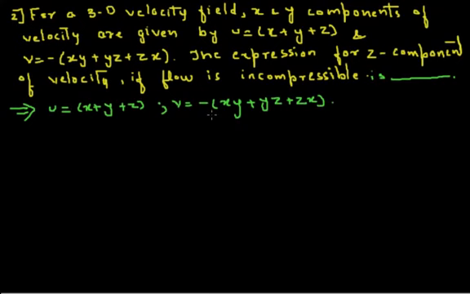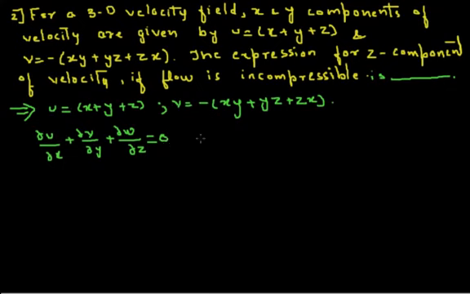Now one more information is given to us, that the flow is incompressible. Now for an incompressible three-dimensional flow, the expression for continuity equation is del u by del x plus del v by del y plus del w by del z is equal to 0. This is the expression for continuity equation for incompressible flow in three dimensions. Now in this equation only w is the unknown, so we can find it using the u and v expressions.